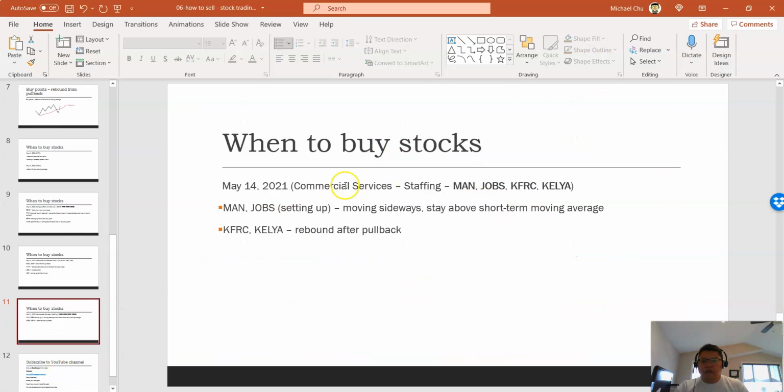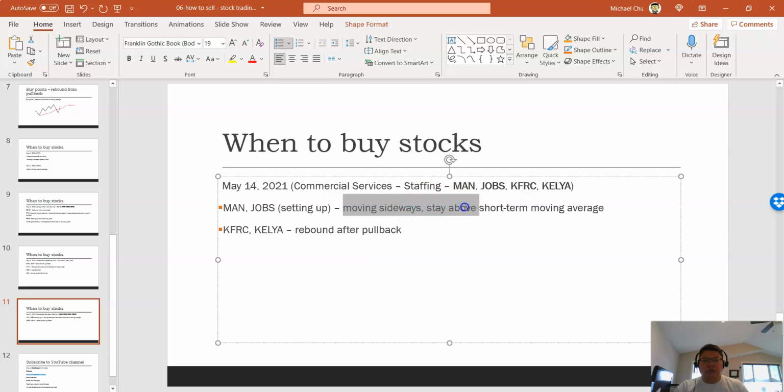The last group we're going to look at, we continue to look at the commercial service staffing. This group didn't act as well this week. Probably they'll also show more sideways movement, but that doesn't mean it's bad. It just means it's consolidating, right? MAN and JOBS are setting up, so those two could potentially break out soon, and KFRC and KELYA are rebounding after a pullback, so that's potentially also setting up.